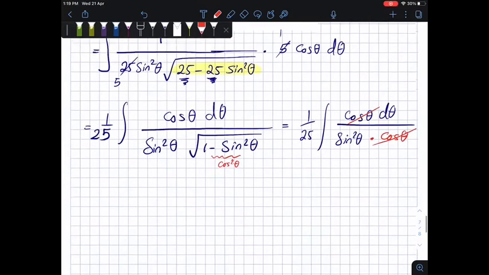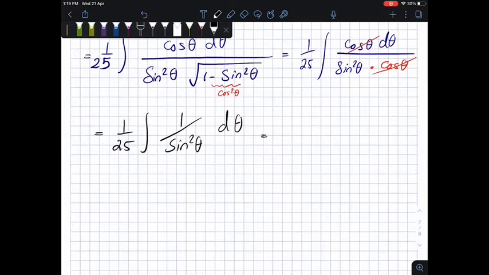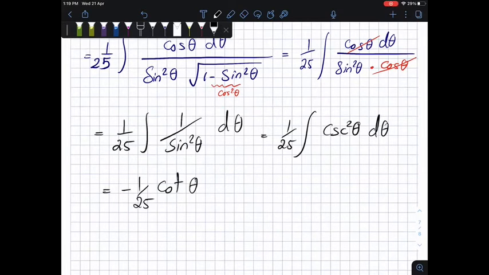We can cancel cosine with cosine, and this leaves behind 1 over 25 the integral of 1 over sine squared theta d theta. We know that 1 over sine squared can be written as cosecant squared. 1 over sine is cosecant, so 1 over sine squared is cosecant squared theta d theta. Yes, and its integral is simply negative cotan, so my answer will be negative 1 over 25 cotan theta plus C.